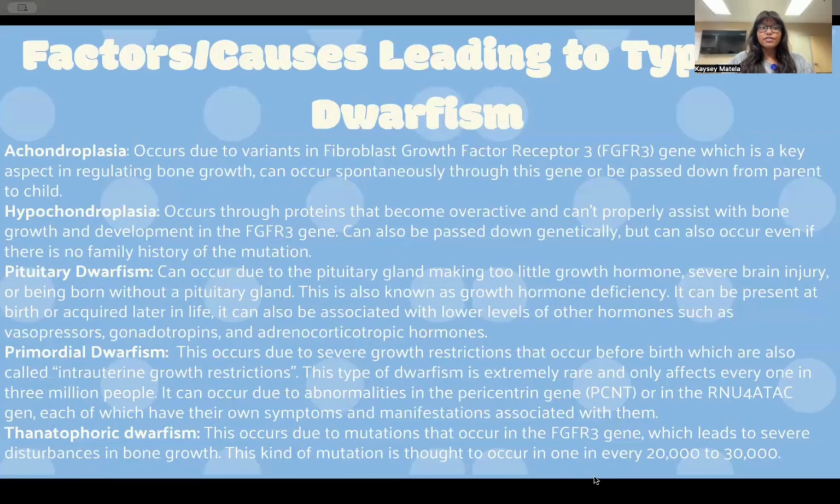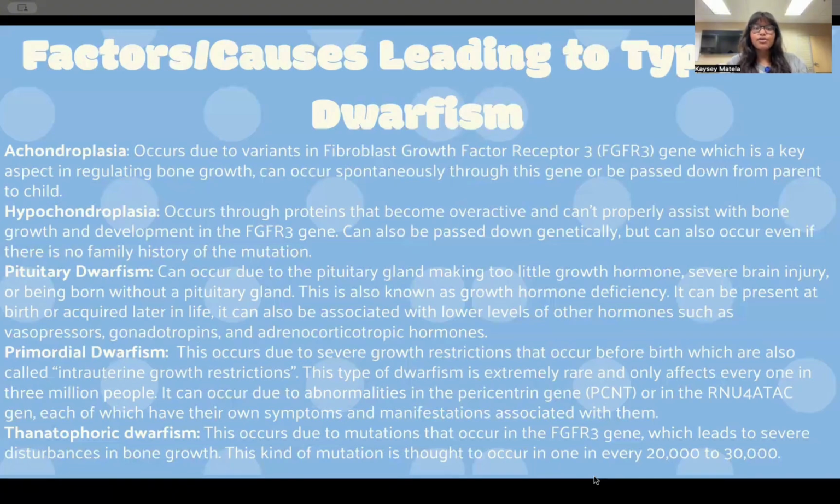Factors and causes leading to dwarfism. Achondroplasia occurs due to variants in the fibroblast growth factor receptor 3 gene, which is also FGFR3, which is a key aspect in regulating bone growth. It can occur spontaneously through this gene or be passed down from parent to child.